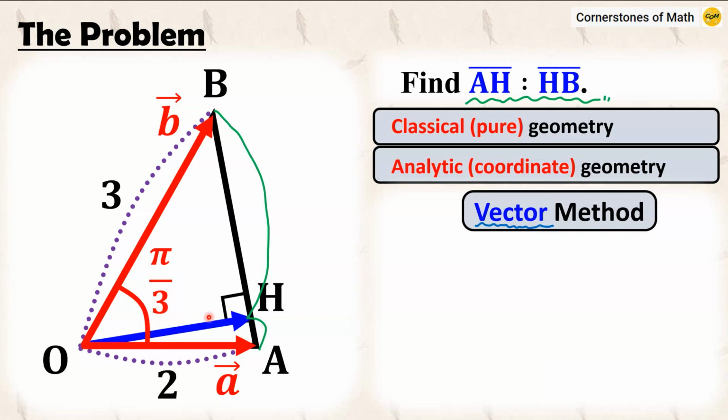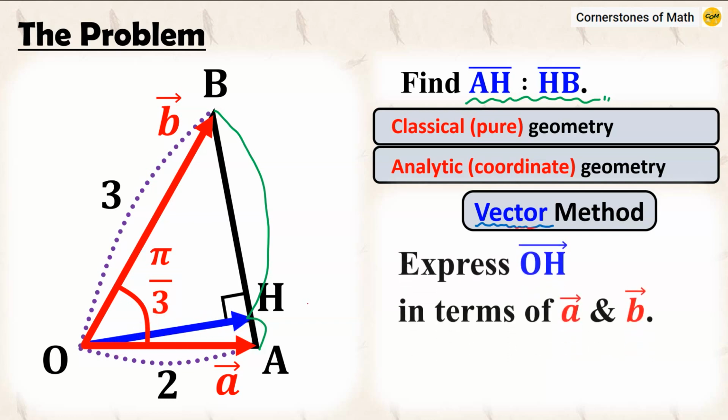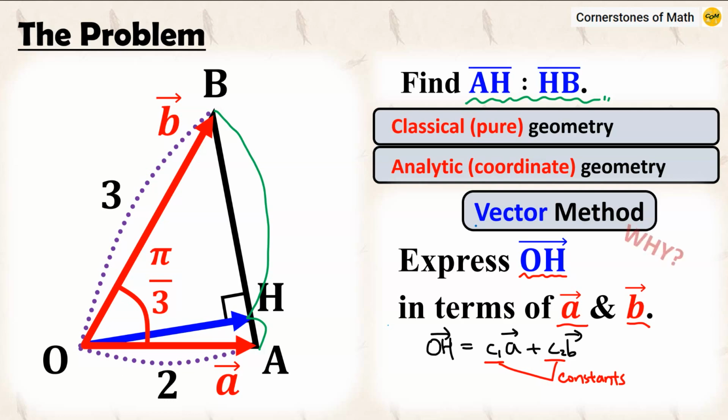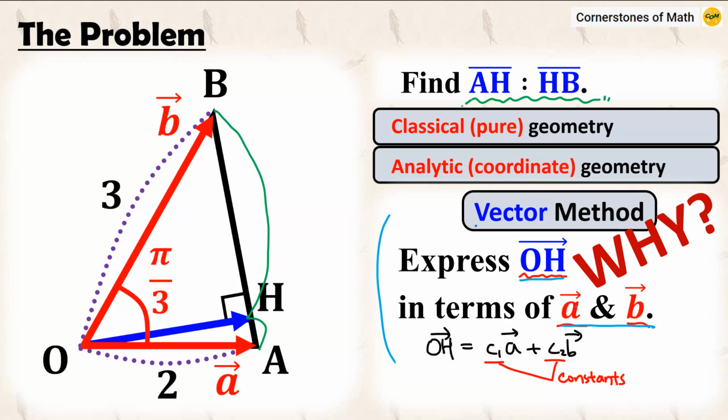And consider this vector OH. Then all we have to do is to express this vector OH in terms of vectors a and b. That is, vector OH expressed as c1 vector a plus c2 vector b, where c1 and c2 are constants. And now is a good time to ask this question: why? How does this method work? Why would expressing vector OH with vectors a and b give the answer AH to HB?